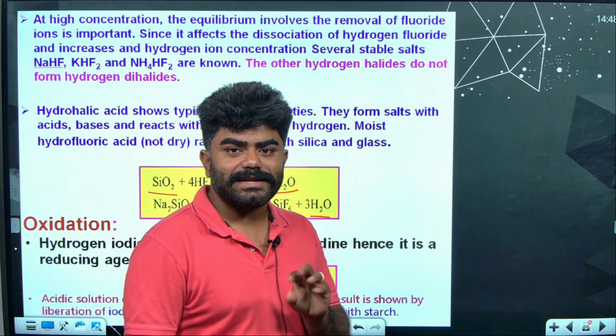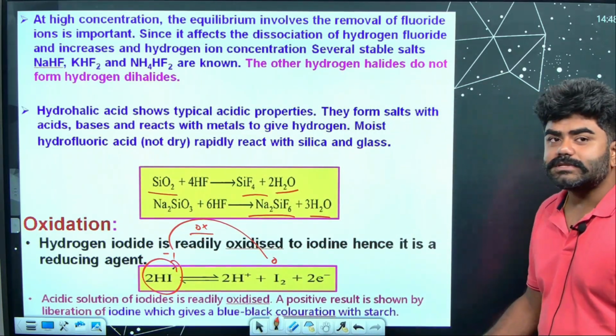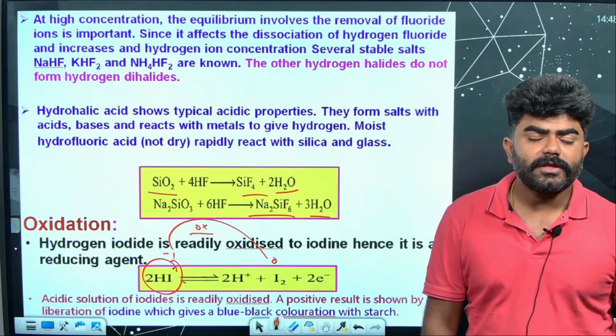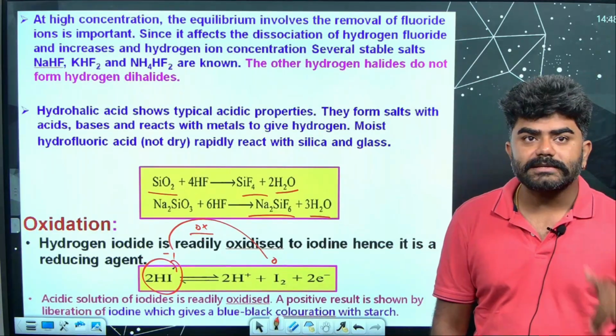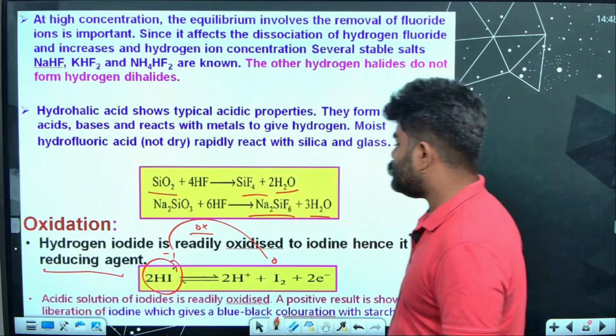So since HI is getting oxidized, we can say it is a very good reducing agent, because reducing agents will reduce the substrate and oxidize itself. அதனால we call this a very good reducing agent.